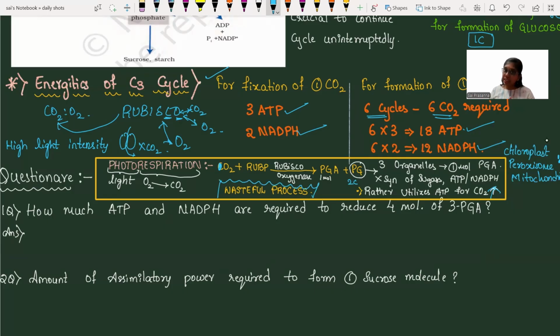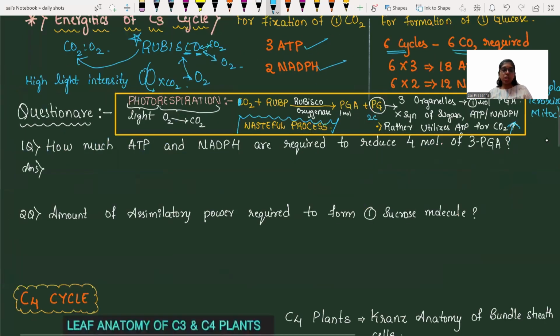This takes place only in C3 plants, because of the nature of the enzyme Rubisco. So what is photorespiration? Photo means light. In the presence of light, it releases carbon dioxide by taking oxygen. Fine. I hope this photorespiration is clear to you.